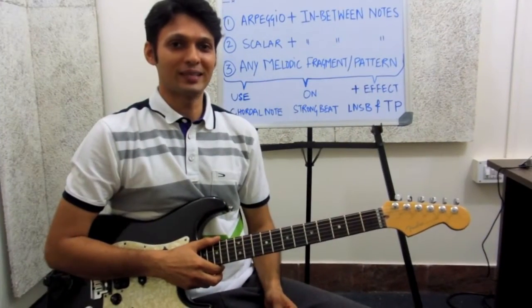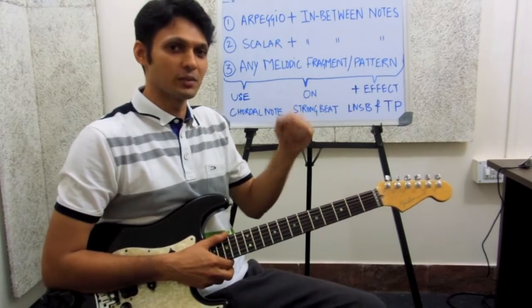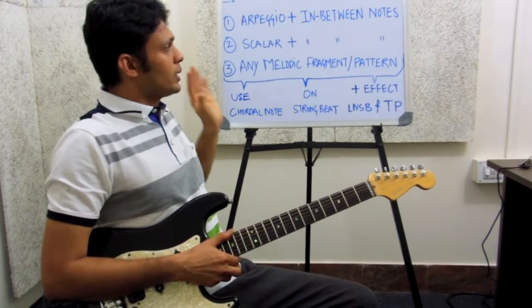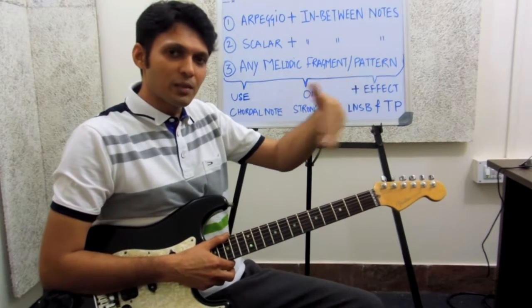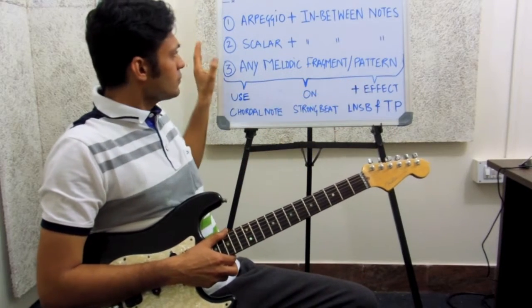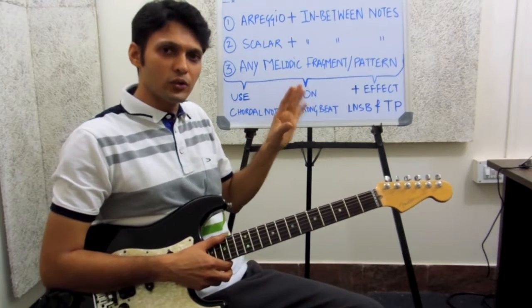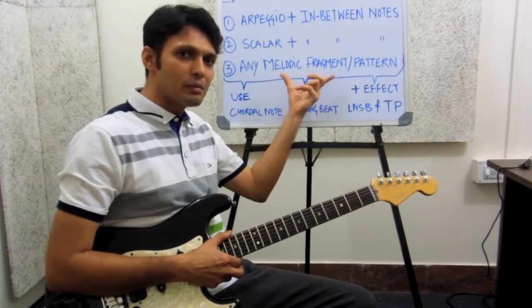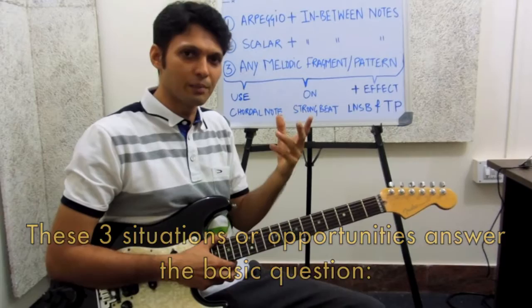Okay, so we'll look at three situations or three opportunities where we can introduce chromaticism into our playing. The first one is when we play the notes of an arpeggio, we can include the notes in between, or what we call the outside notes, to get some effect of chromaticism going. Similarly, when we play the notes of a scale, we can again include the in-between notes to introduce chromaticism. The third one is what I like to call a melodic fragment or a pattern. And this one I'd like to elucidate better with an example later.